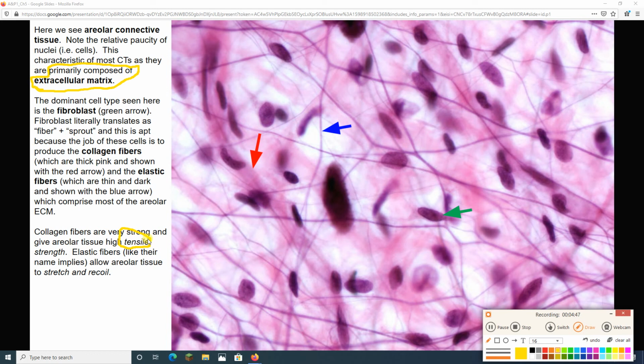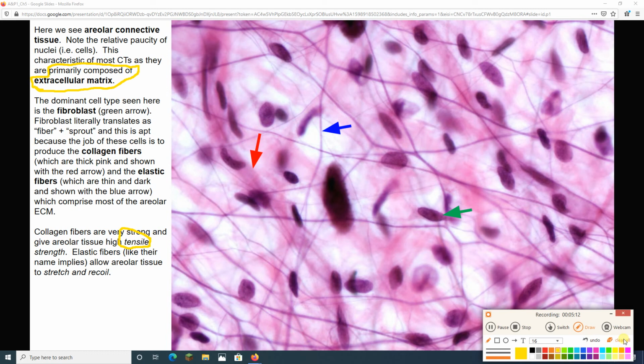Both of these are components of the extracellular matrix, which is the stuff outside the cells that dominates connective tissue. And we can see the cell that is the maker of the fibers, whose name basically translates as fiber maker, and is the fibroblast. I see a lot of fibroblasts in here.